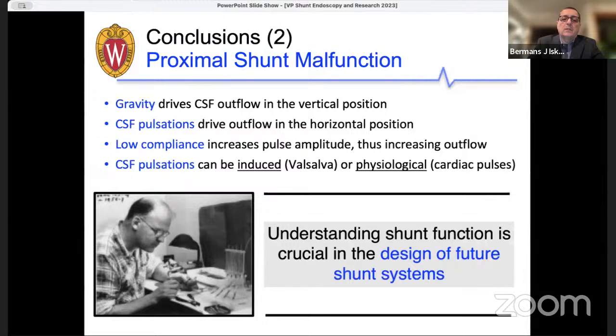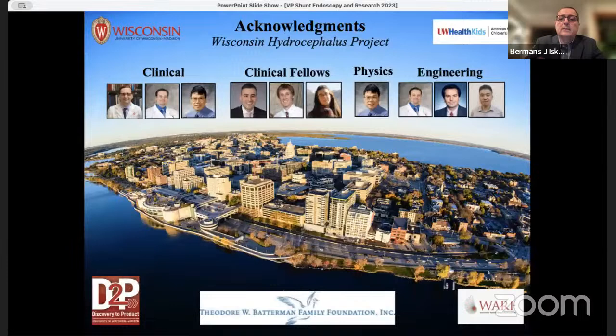This is John Holter, who brought to us the first differential pressure valve in the 1950s. And unfortunately, all the valves that have been designed since have not been able to cut down on the shunt obstruction rates. So my observations seem to indicate that really understanding shunt function is crucial before we design future shunt systems. So this is the team that I work with.